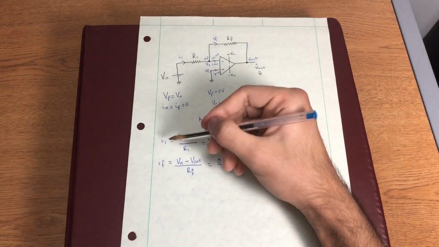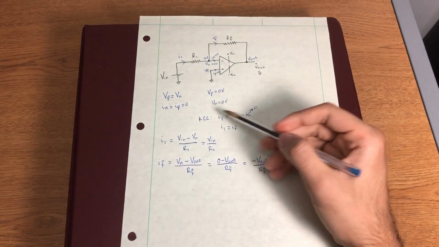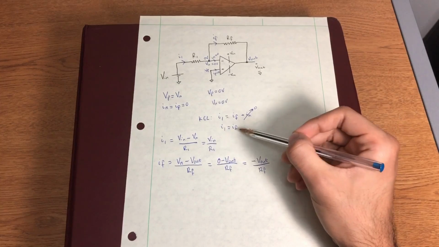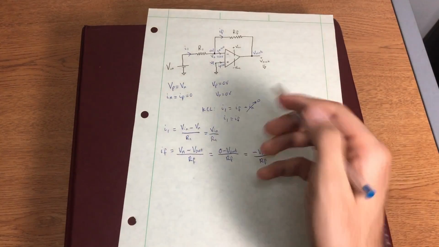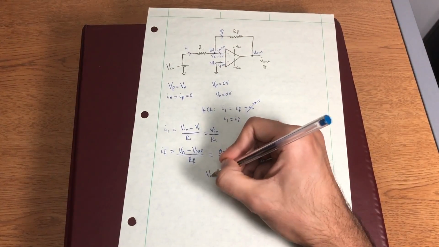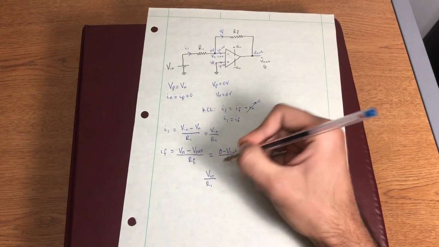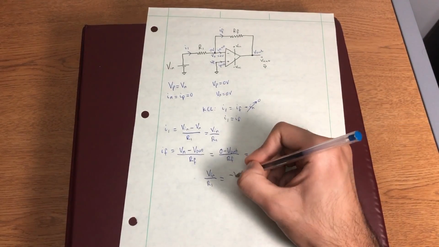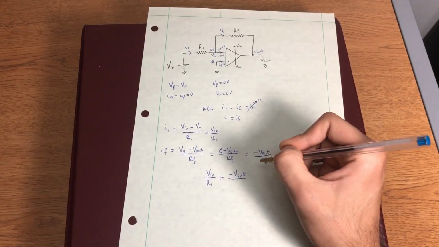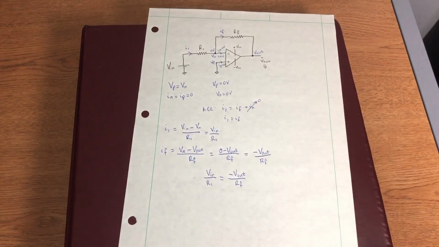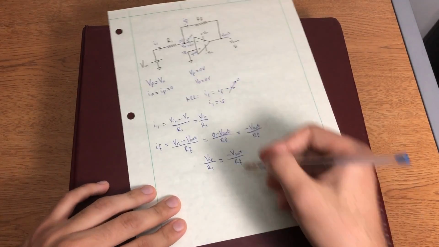So now we know I1 and we know IF. But from our KCL, we found that I1 is equal to IF. So let's set them equal to each other. Vin over R1 is equal to negative Vout over Rf. And we want to solve for Vout, because in most op-amp circuits they're going to ask us what's the output voltage, or it's going to be something related to the output voltage. So let's solve for it.